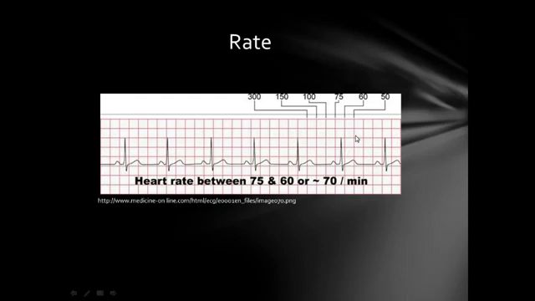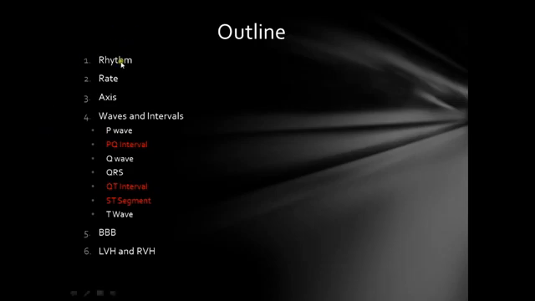Why is it important to check first the rhythm? Because you cannot really use this if the rhythm is irregular. If it's irregular, you have to go old-fashioned and count all the beats for at least 10 seconds or 15 seconds and multiply it by 6 or 4 respectively to get the rate in a minute. Now we're done with the rhythm and the rate.